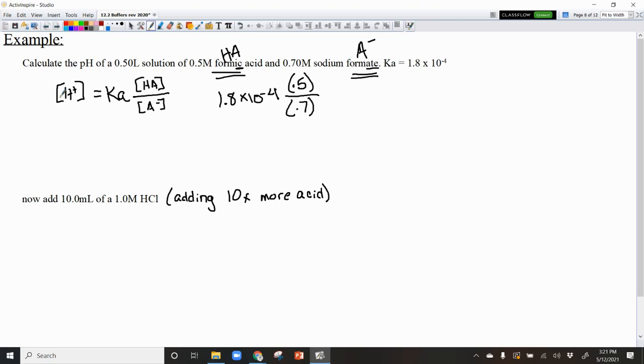So it's a math problem here. Let's go ahead and do that. 0.5 divided by 0.7 times 1. Okay, hold on. I hit a wrong button on my calculator.